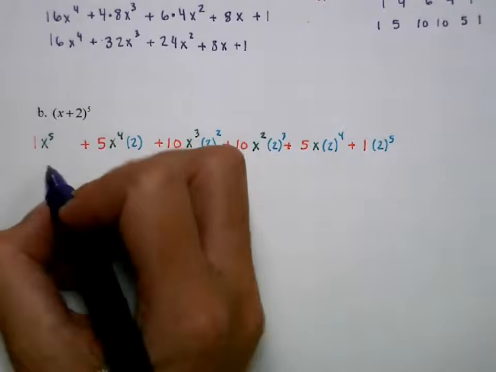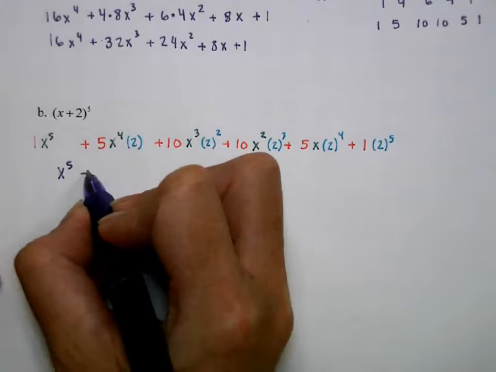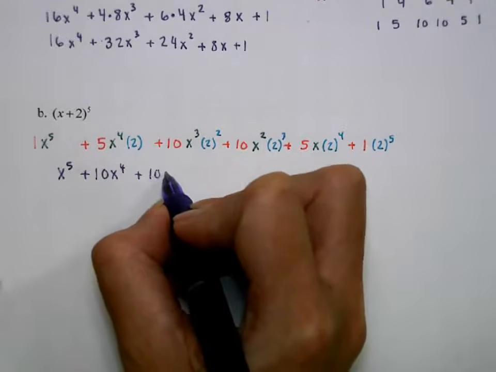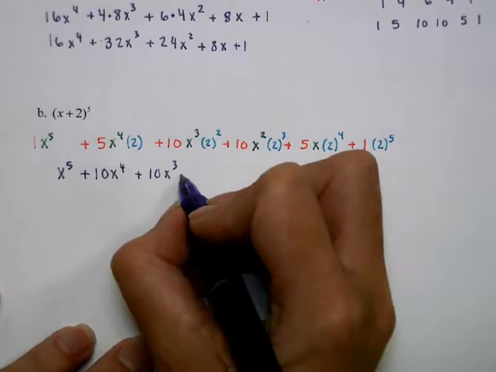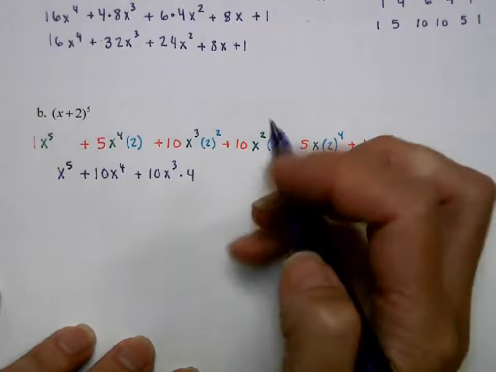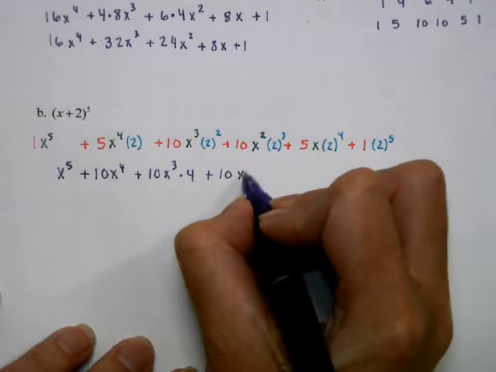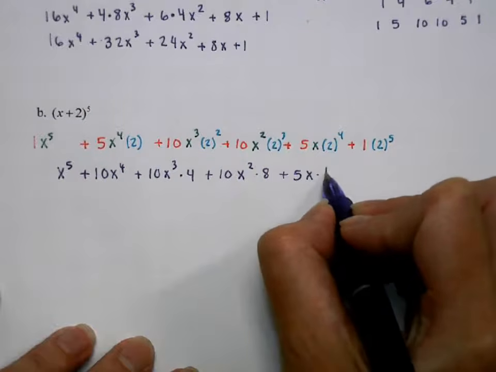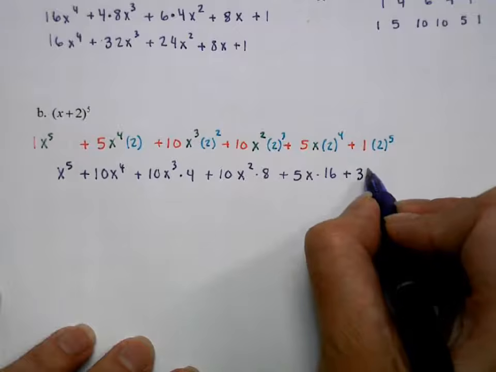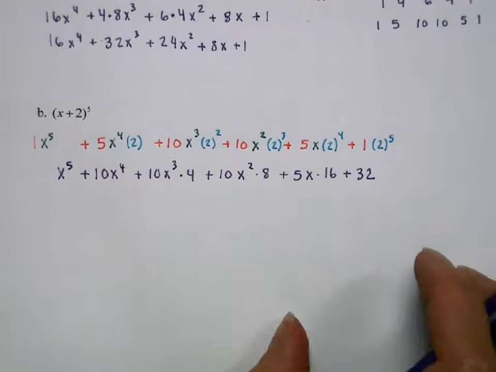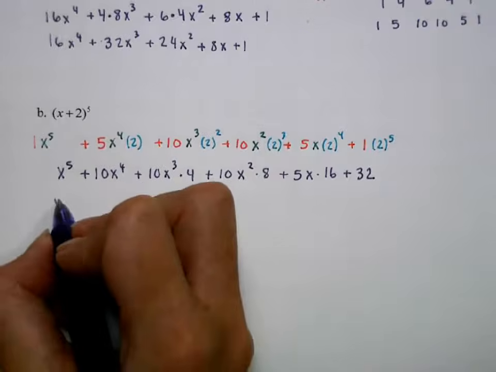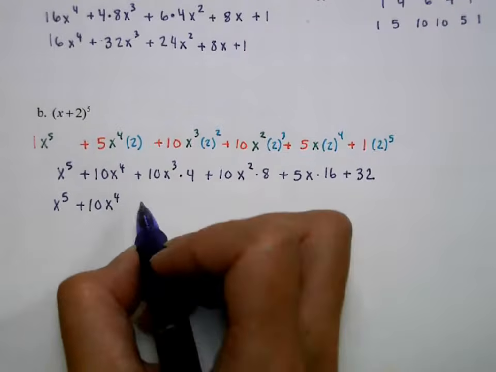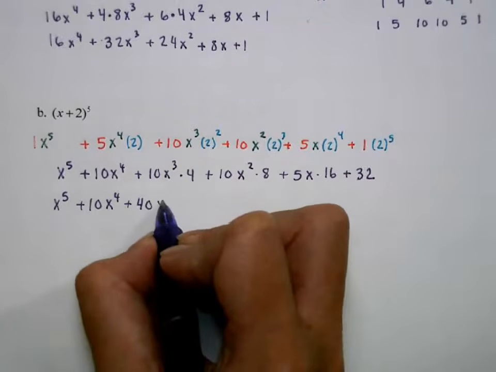Okay, I'm going to have 10x cubed times 4. We'll come back and simplify that in our next round. Times 8. 16. 2 to the 5th is 32. 4 times 10 is 40. 10 times 8 is 80. 5 times 16 is 80.